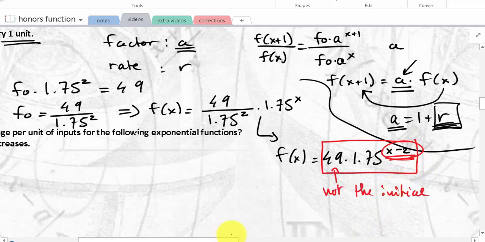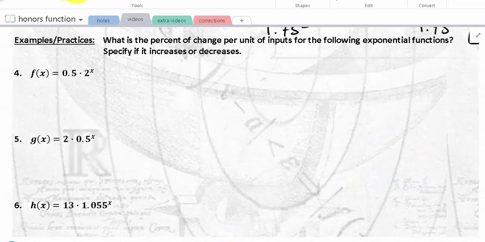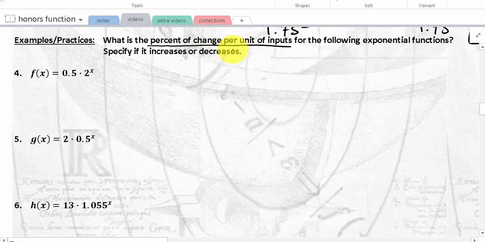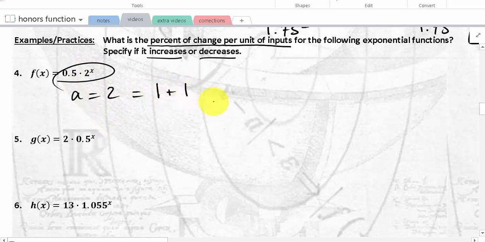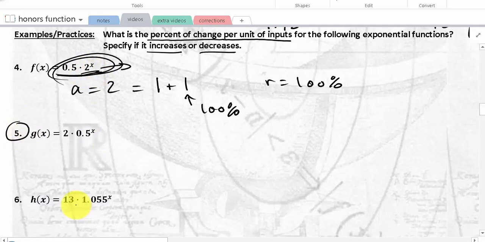Okay, let's go over the second type of examples. What is the percent of change per unit of input? When you go from x to x plus 1 for the following exponential function, specify increase or decrease. So here's my function. What is a here? A is 2 and 2 is 1 plus 1. So this is 100%, right? 1 is 100% and so r is 100%. So this is a 100% increase every 1 unit. Basically you double every 1 unit. It makes sense. I'm going to let you do number 5. Let me do the last one, number 6.